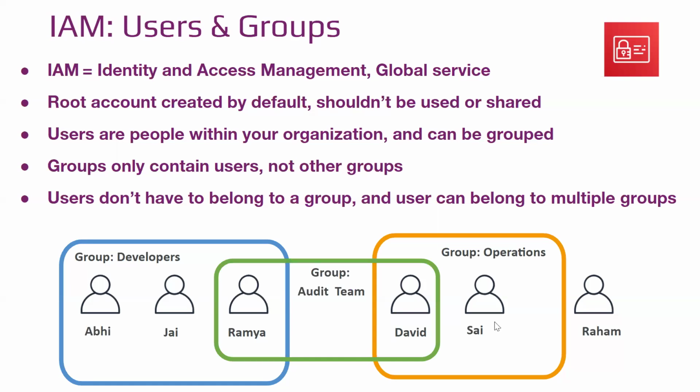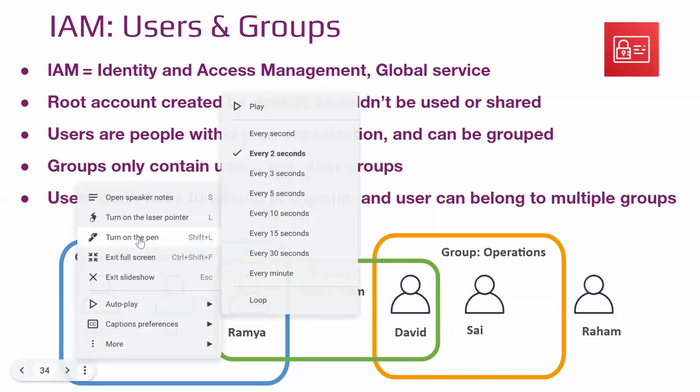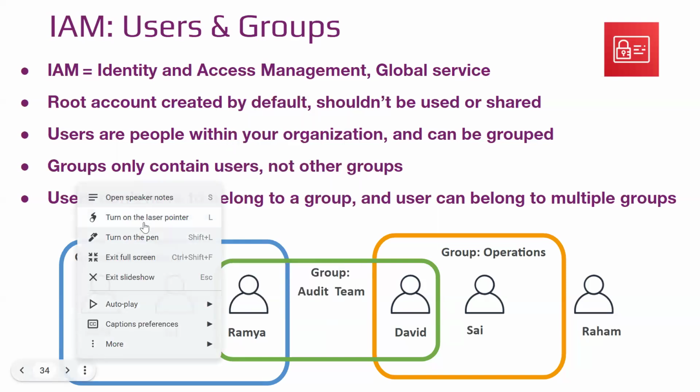Now you can see Abhi and Jay are from the developers group. Ramya is from both the developers group as well as the audit team group. Similarly, David and Sai are from the operations group, and David is from the operations team as well as the audit team. Like that, David and Ramya belong to two groups. So what we can say is, users can belong to... Let me take the highlighter.